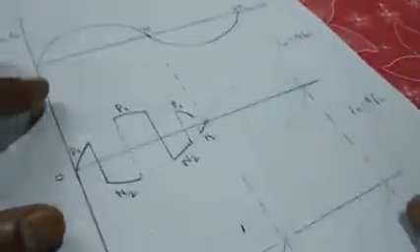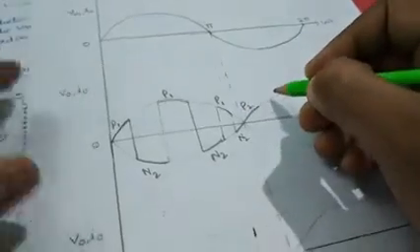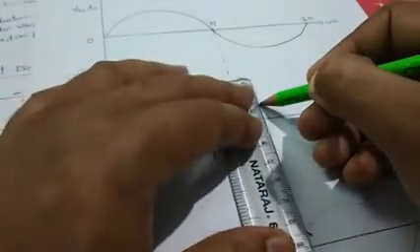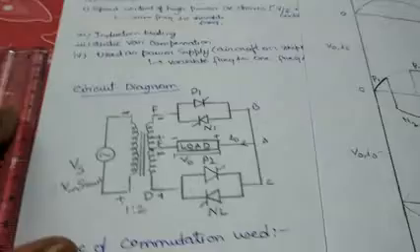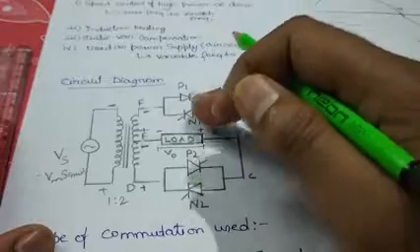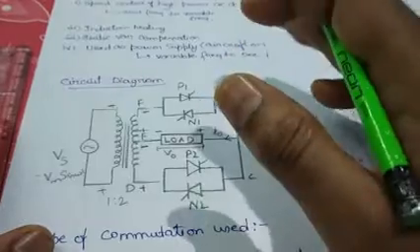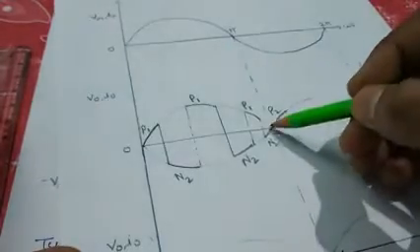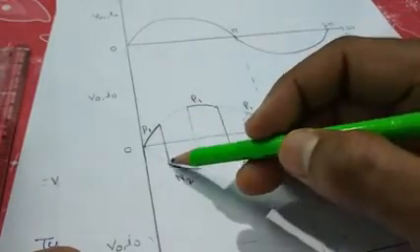So first we will trigger thyristor number P2. Again P2 will be forcefully commutated at this point, and at the same time N1 will be triggered. See here, P2 and N1 are in forward blocking mode, so if you supply the gate pulse, they will be triggered. The gate pulse will be decided according to these triggering points where we are triggering the thyristor.